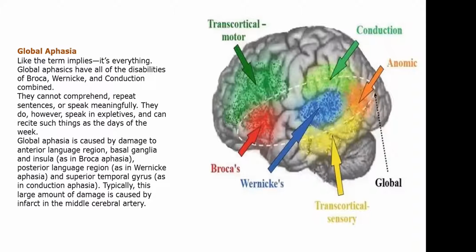Global aphasia is caused by damage to the anterior language region, the basal ganglia and insula, and the posterior region, the superior temporal gyrus. Typically, this large amount of damage is caused by infarct of the middle cerebral artery.